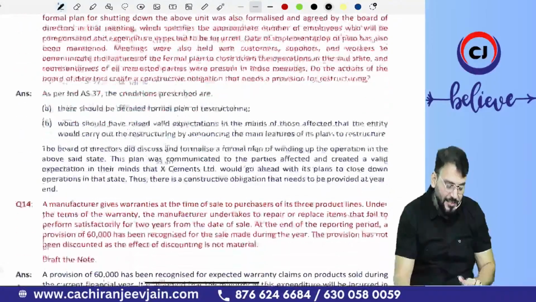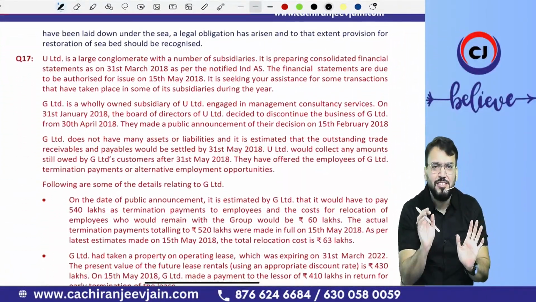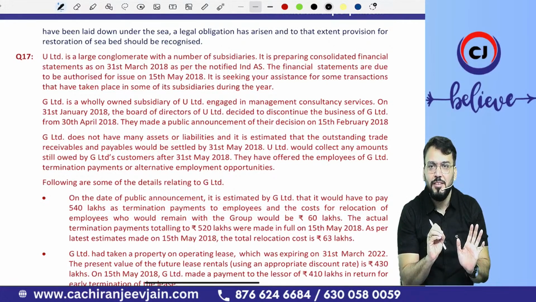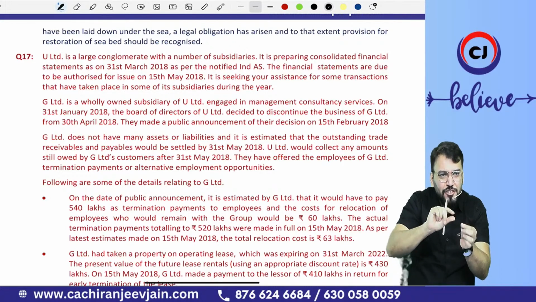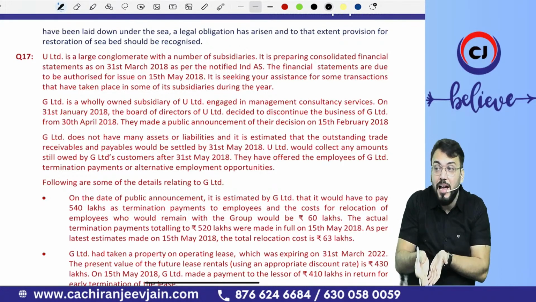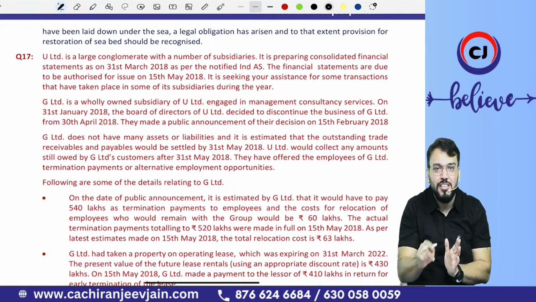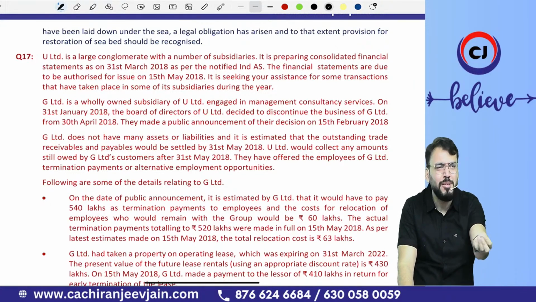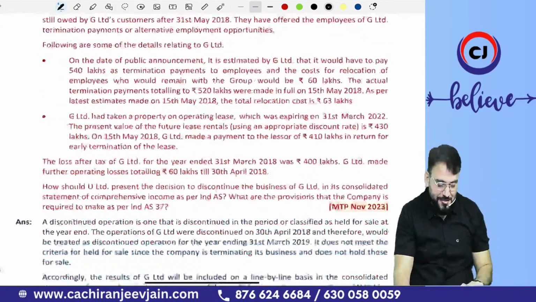One more question let us take. Do you know AS 4? Then I will take that question. Do you remember AS 4? Because it has some combination of Ind AS 10, but till now I have not done Ind AS 10. Ind AS 10 is nothing but AS 4. Can I take that question? Events occurring after the balance sheet date, adjusting and non-adjusting events. You remember? Okay.